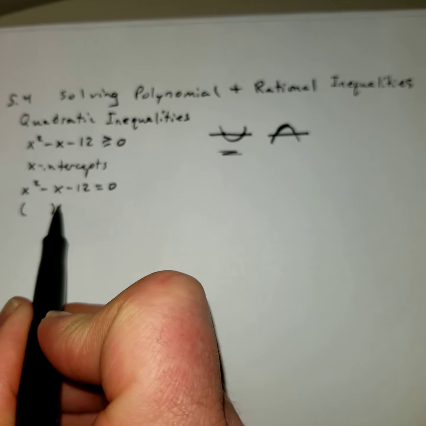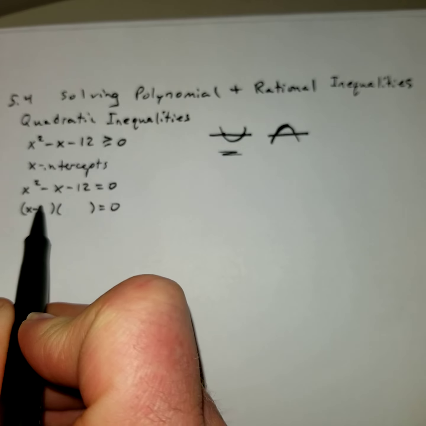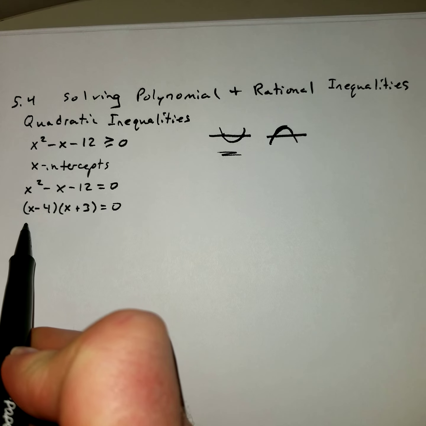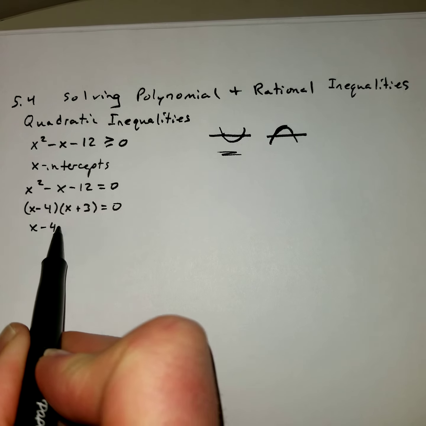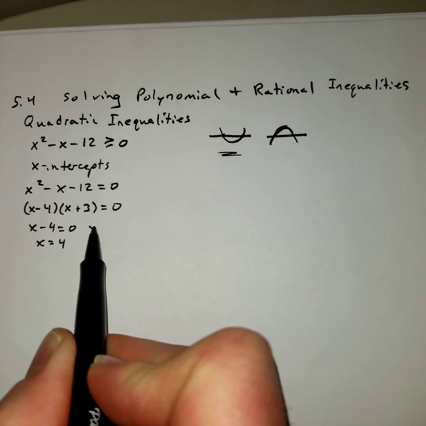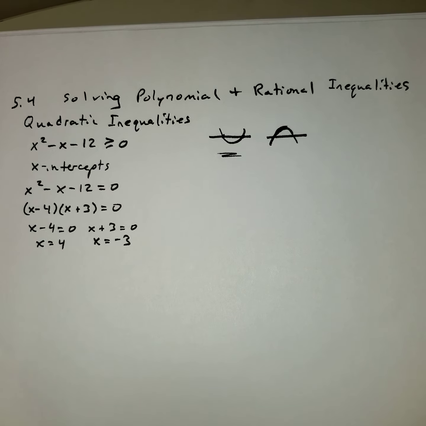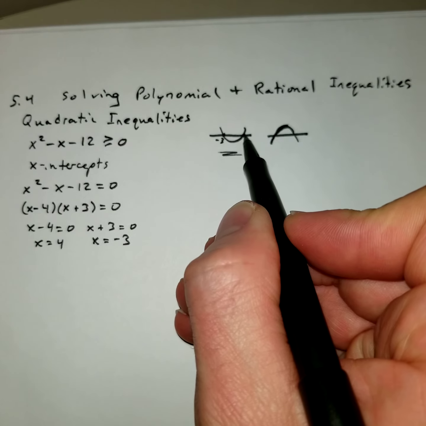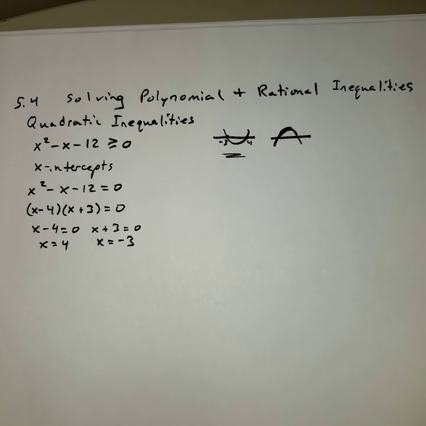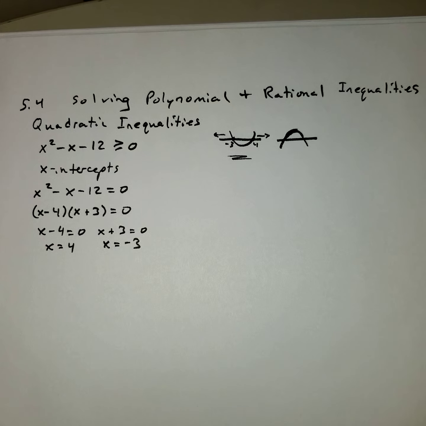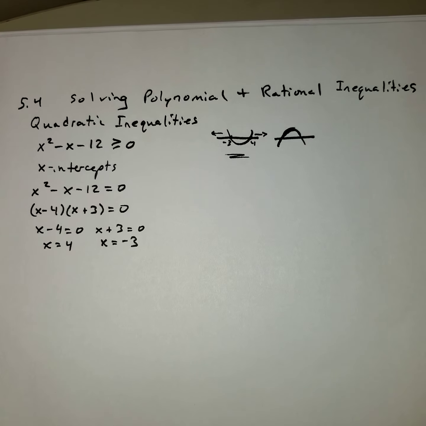We're going to factor, which in this case x minus 4 and x plus 3 will factor the polynomial. And when we set these factors equal to 0, we're going to get 4 and negative 3 as x-intercepts. So if this is negative 3 on the left and 4 on the right, then we can determine the solution to be everything less than negative 3 and everything greater than 4, because that's the two parts of the parabola that are above the x-axis.